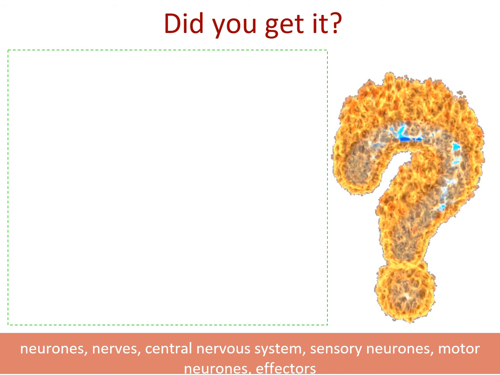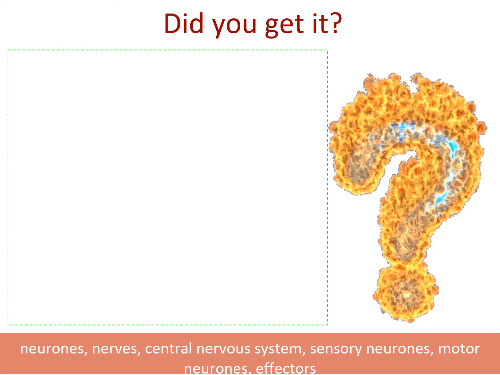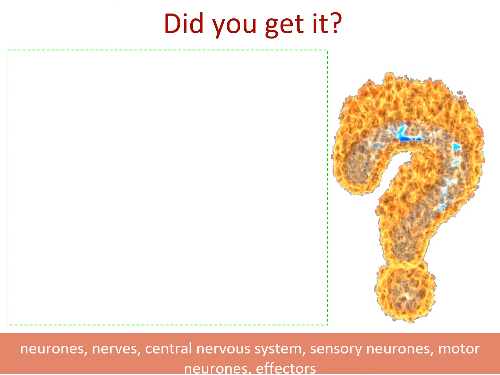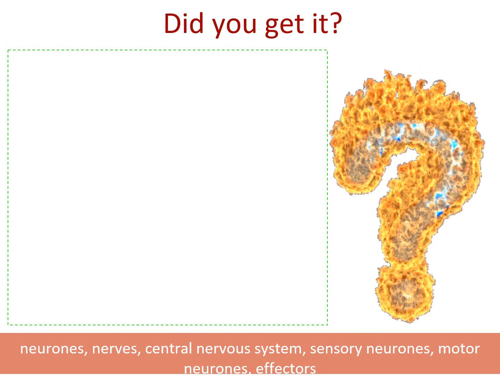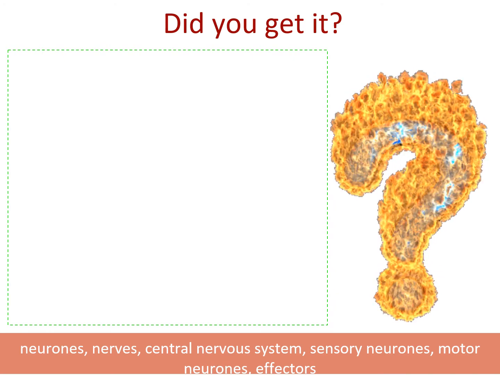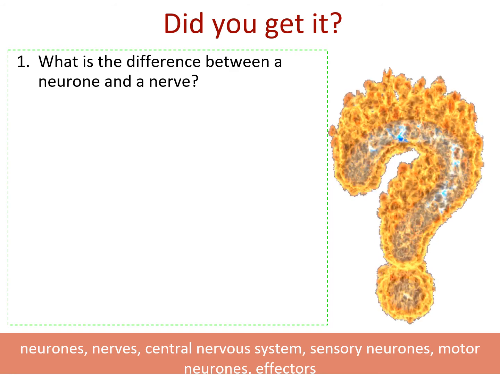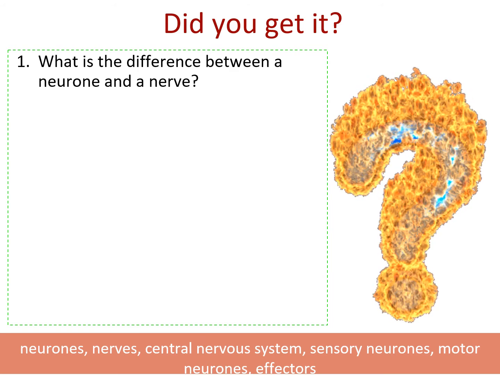Right, so just to end, I want to do a little quiz. So if you write 1 to 5 in your books, and I will ask 5 questions. So I'm just waiting for you to write 1 to 5. Okay, so question 1. What's the difference between a neuron and a nerve?